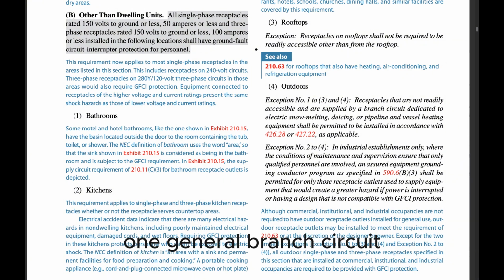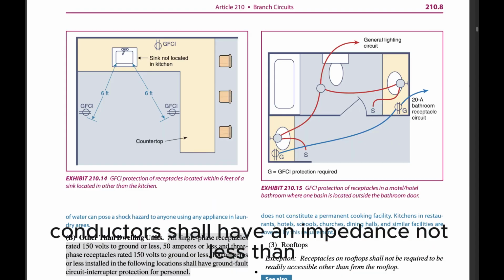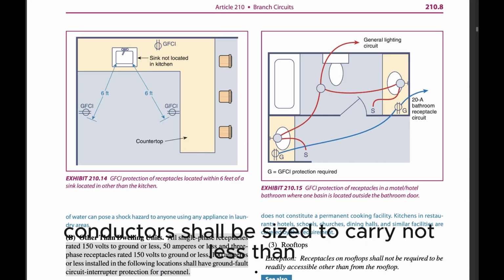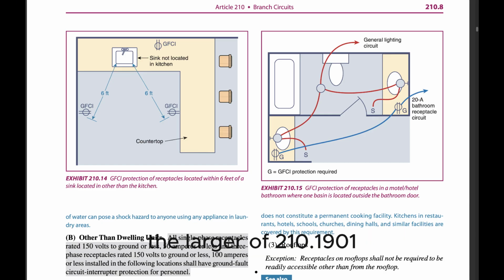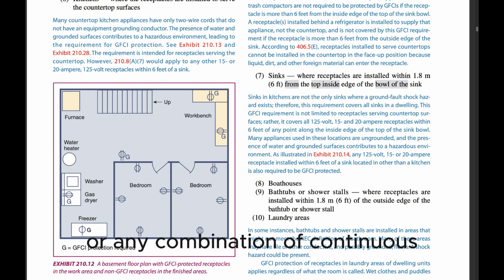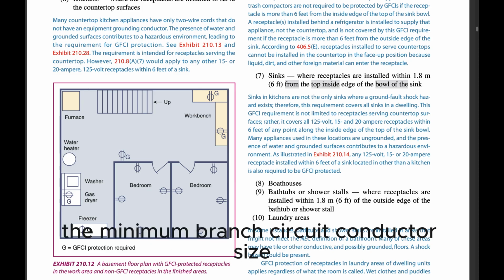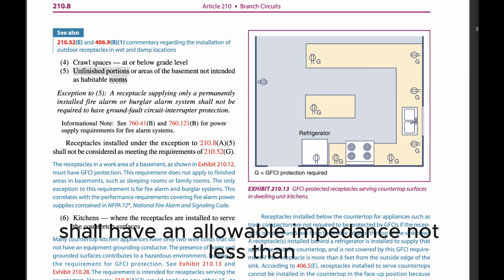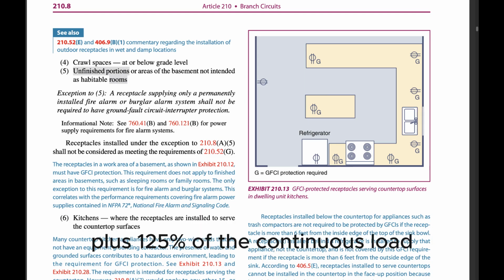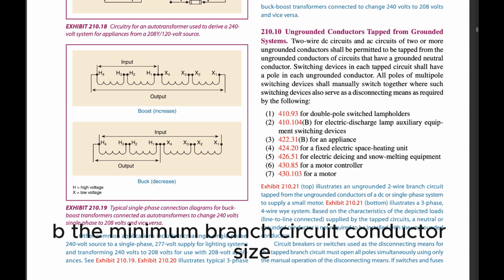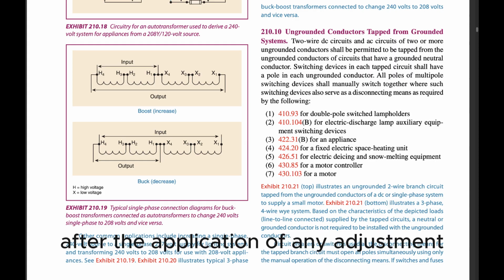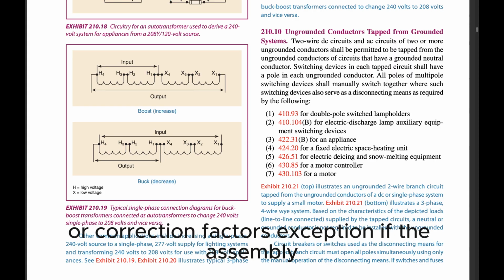(1) General. Branch circuit conductors shall have an ampacity not less than the maximum load to be served. Conductors shall be sized to carry not less than the larger of 210.19(A)(1)(a) or (b). (a) Where a branch circuit supplies continuous loads or any combination of continuous and non-continuous loads, the minimum branch circuit conductor size shall have an allowable ampacity not less than the non-continuous load plus 125% of the continuous load. (b) The minimum branch circuit conductor size shall have an allowable ampacity not less than the maximum load to be served after the application of any adjustment or correction factors.